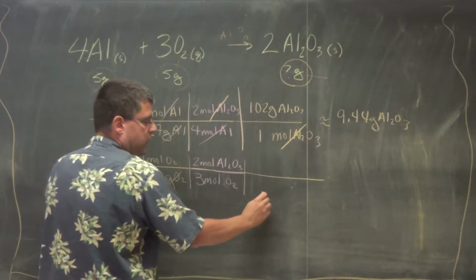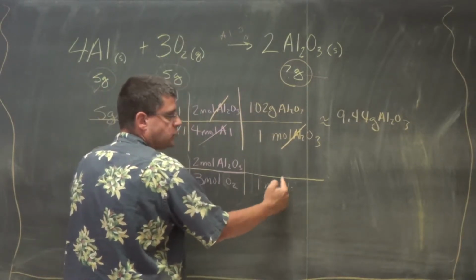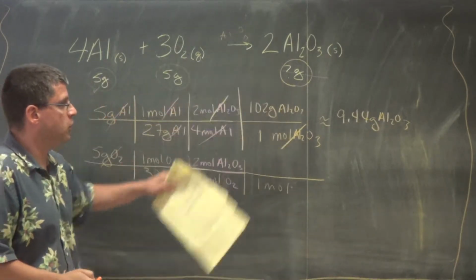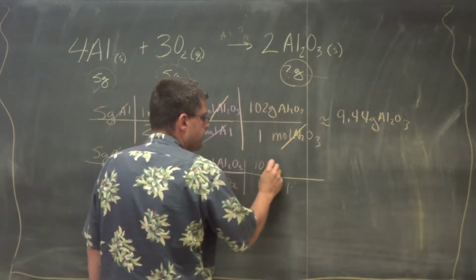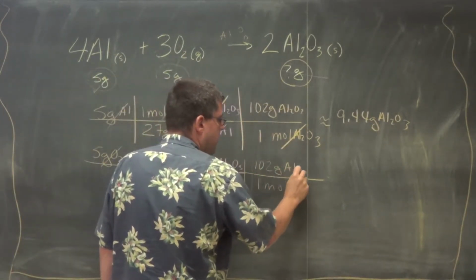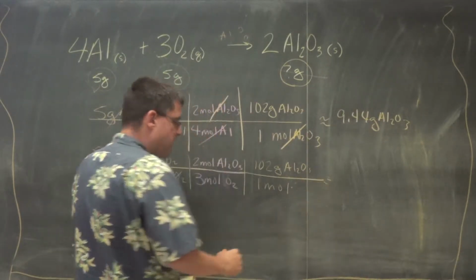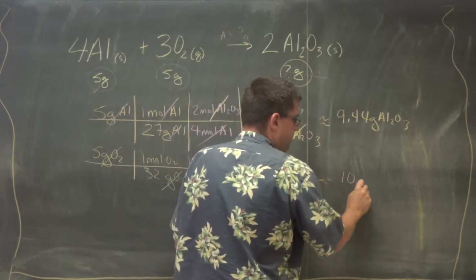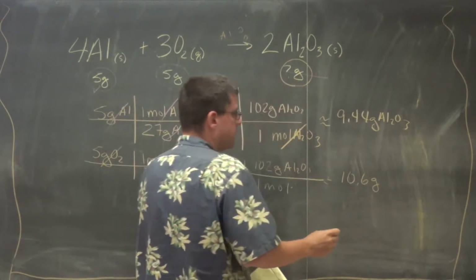What unit goes down here? 1 mole. What do we want to solve for? Grams. What's the molar mass of aluminum oxide? 102 grams of aluminum oxide. So our final answer is going to be about 10.6 grams of aluminum oxide.